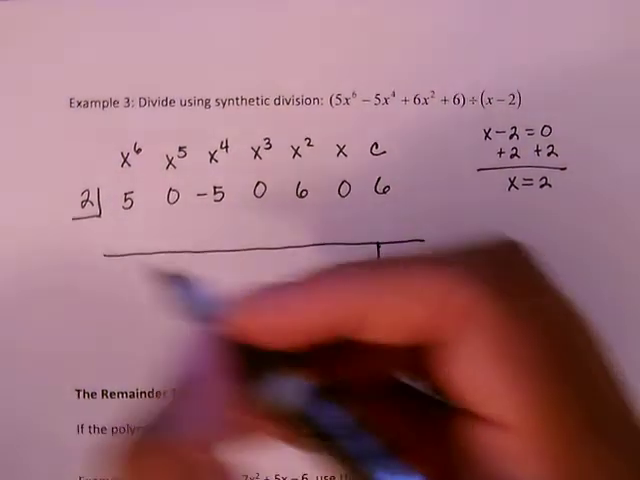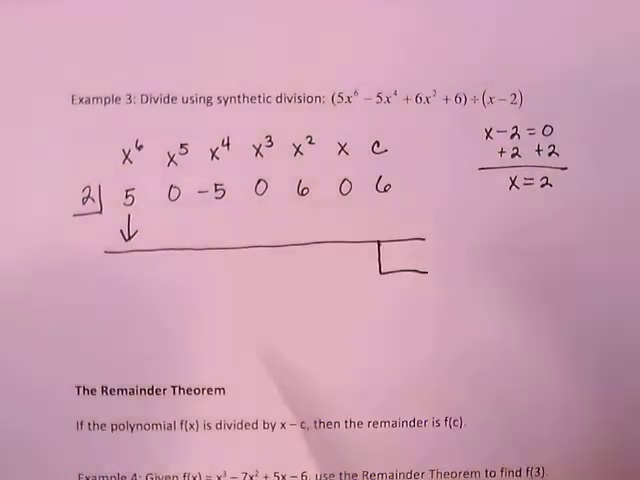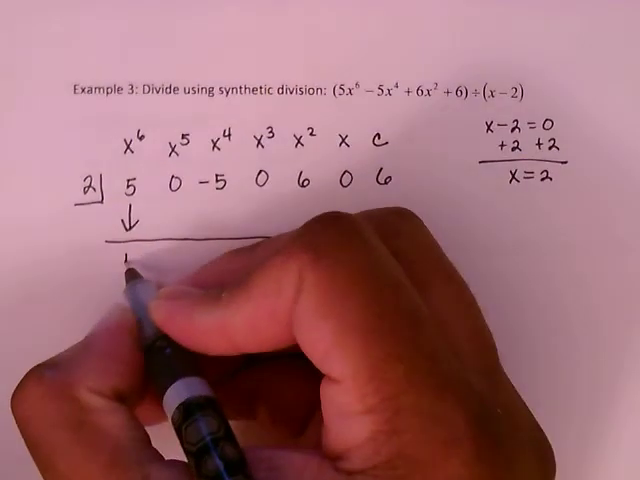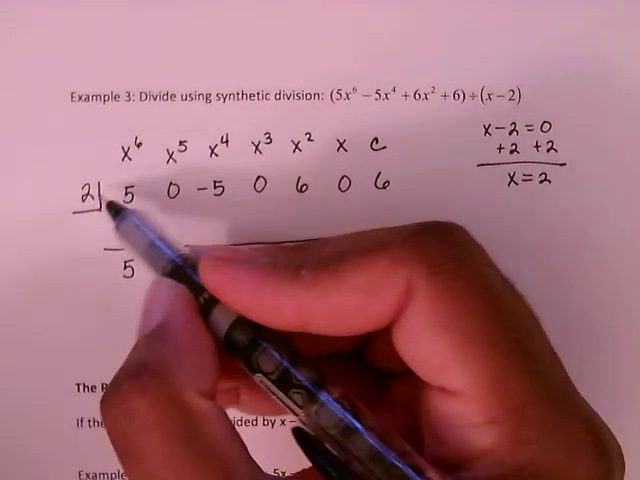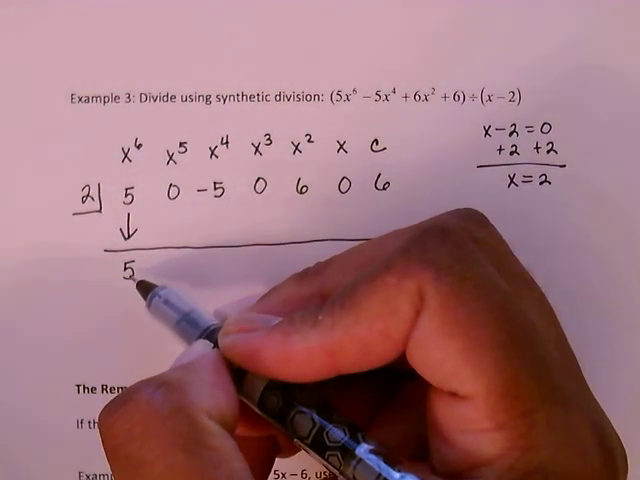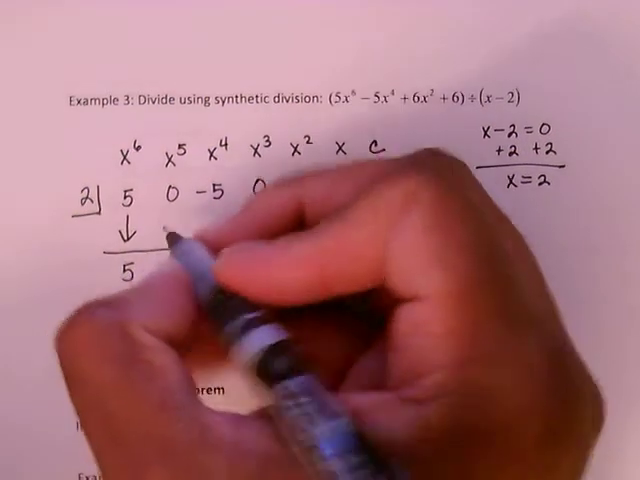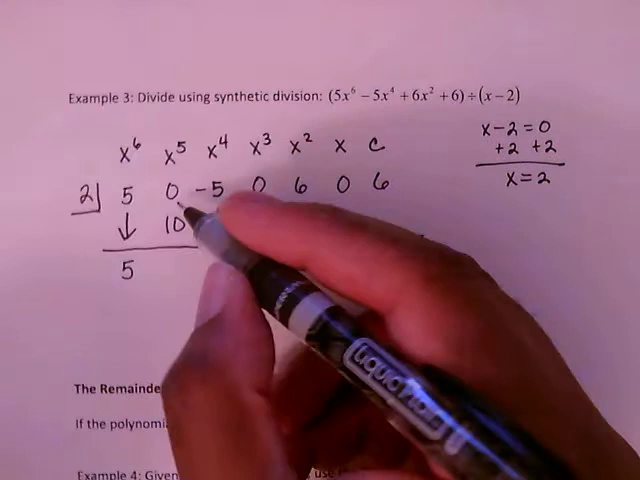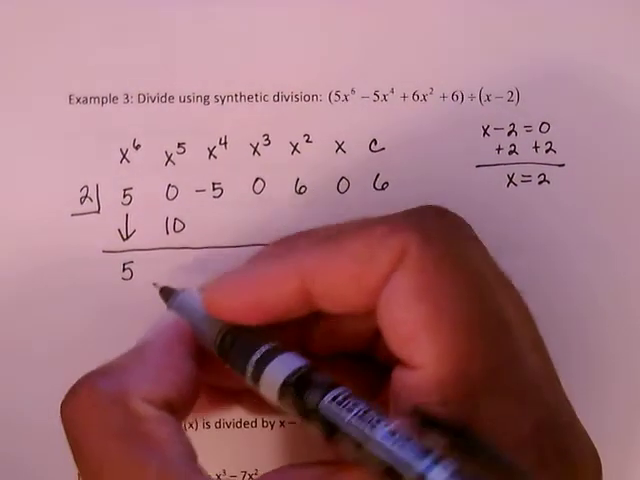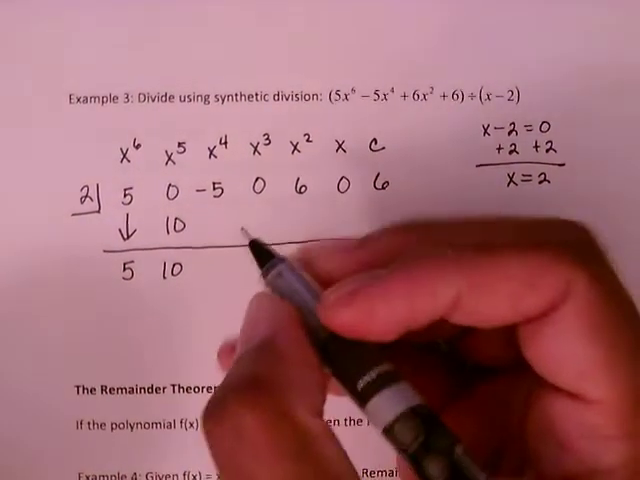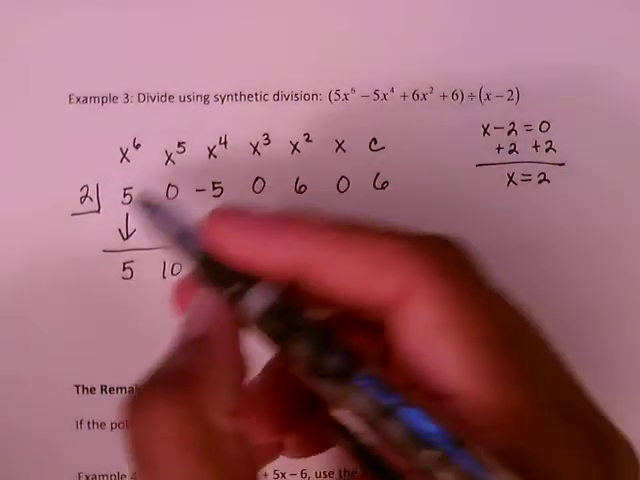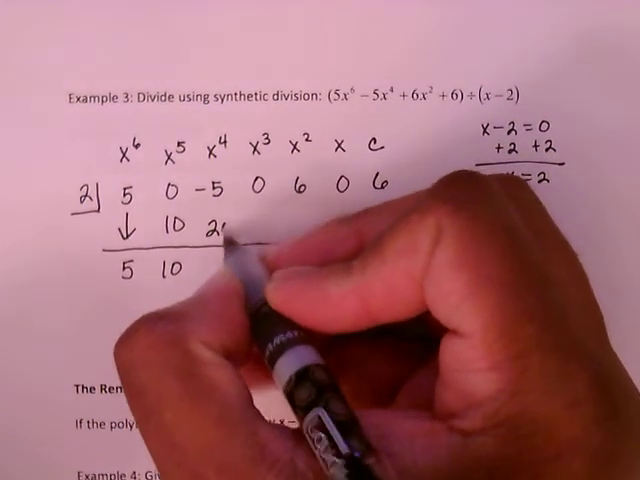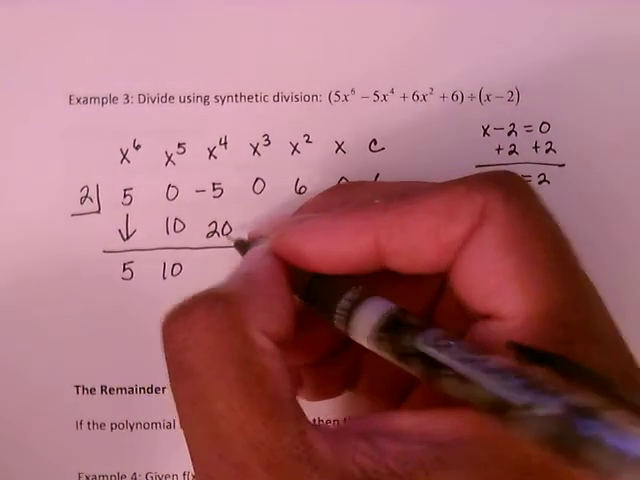And now we bring down the leading coefficient, which is a 5, in the bottom row. And then multiply the divisor times that number in the bottom row. 2 times 5 would be 10. And then we add 10 and 0 together. That would give you 10. And then repeat this until all the columns are filled. So here, 2 times 10 would be 20. And then add -5 plus 20, that would be 15.